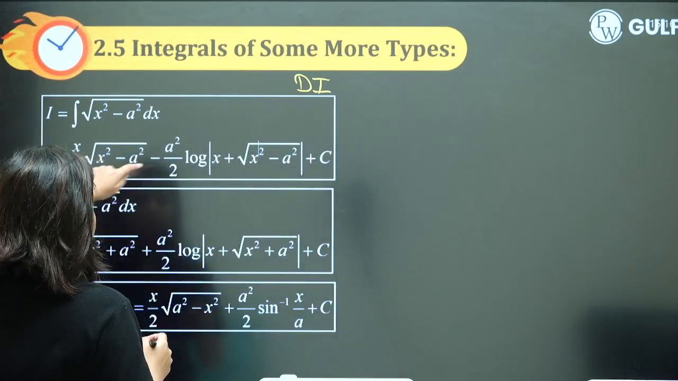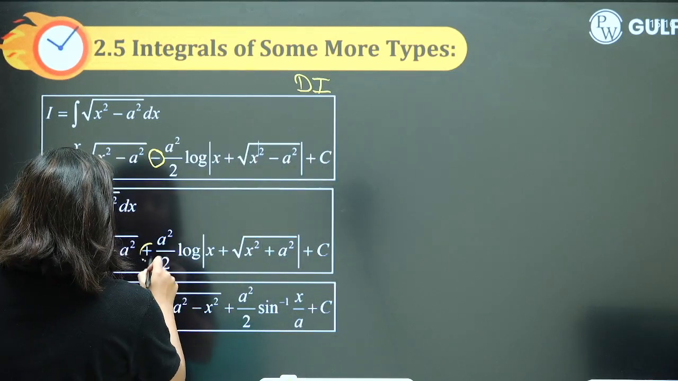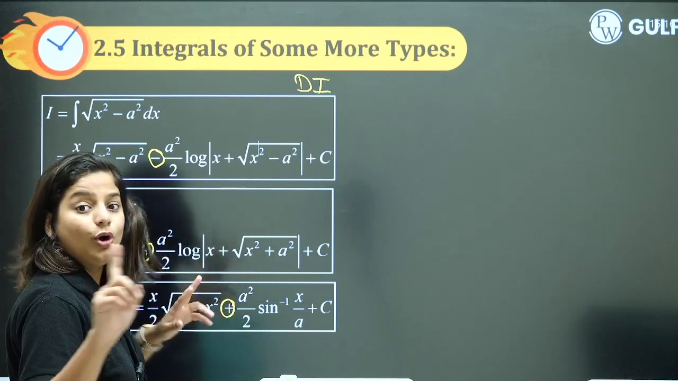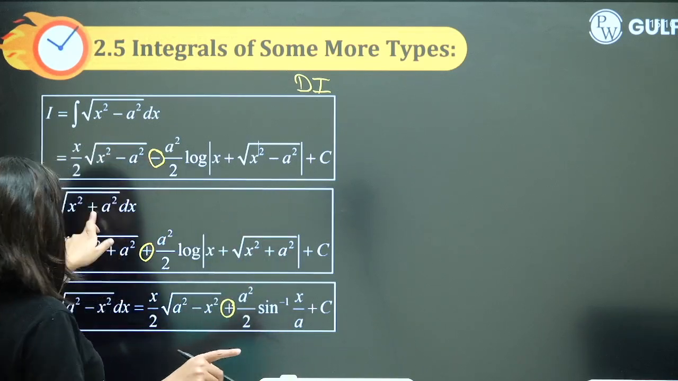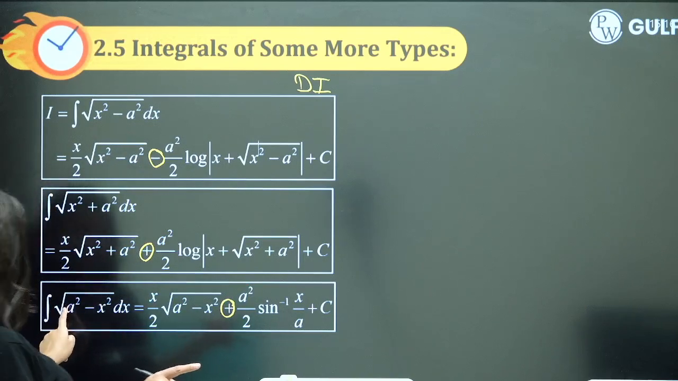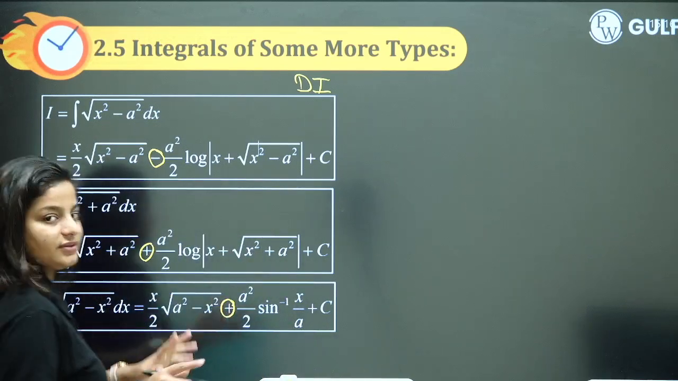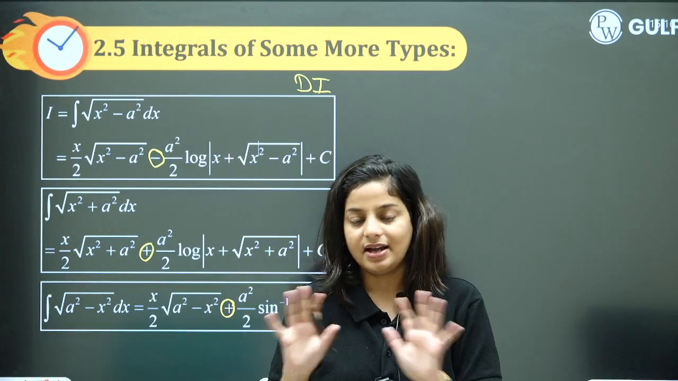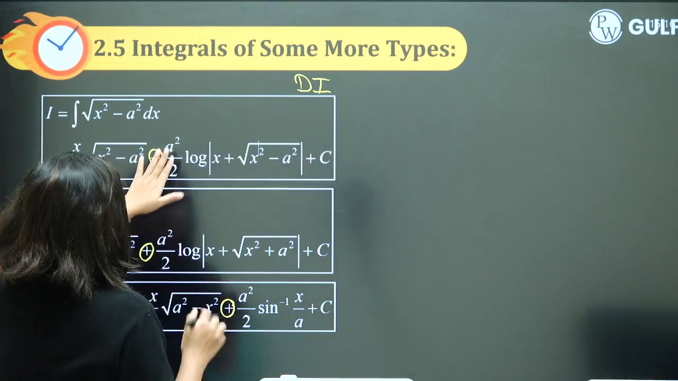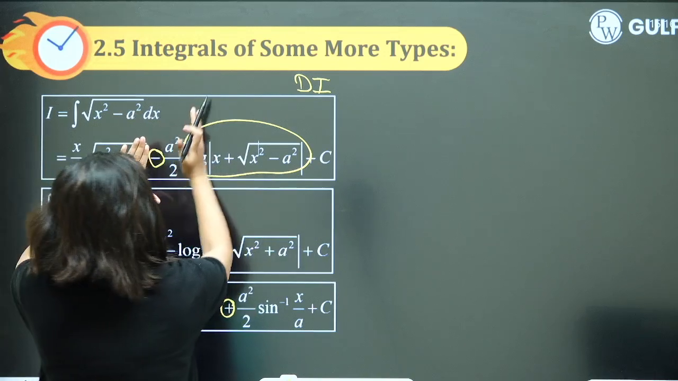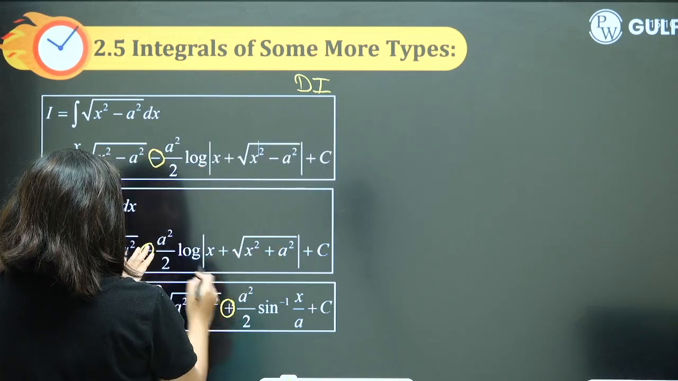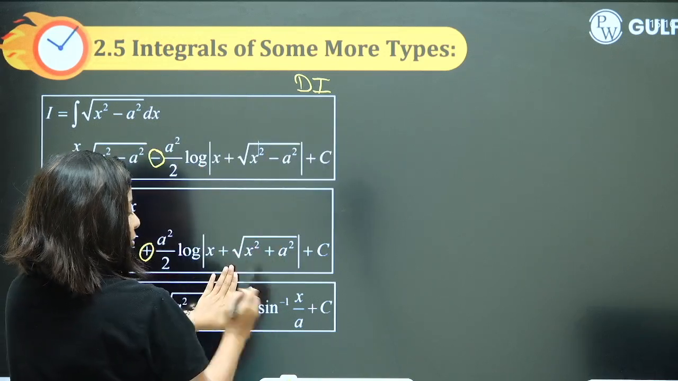By the way, which sign should come here? Plus, minus. How to decide? Always go with the sign of the constant. Constant negative, constant positive, positive. So in between, the sign is decided by the constant. Can you recollect this formula? This is your 1 upon root quadratic, 1 upon root quadratic, 1 upon root quadratic.